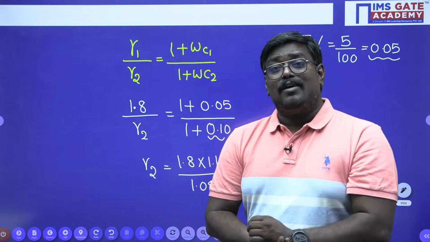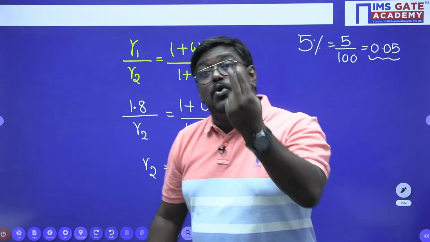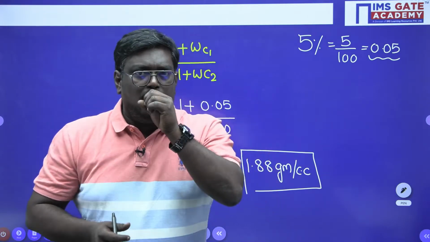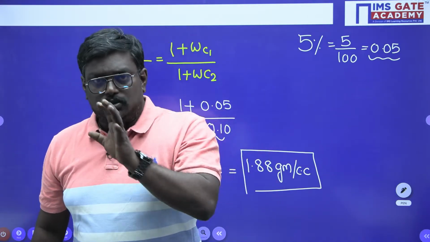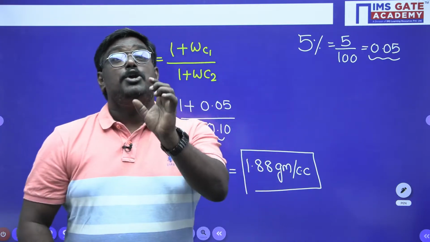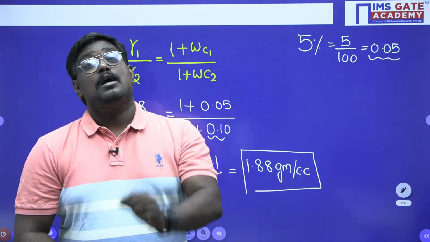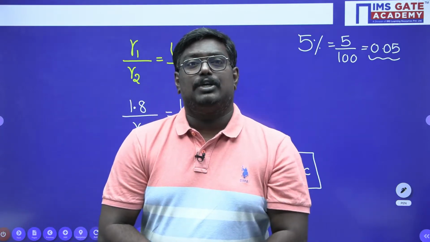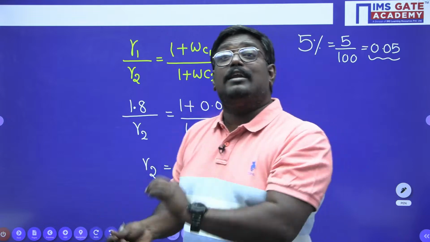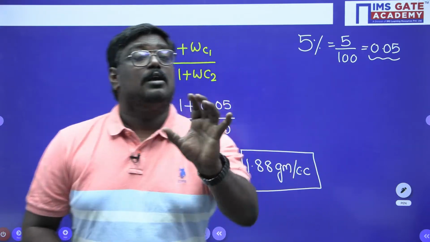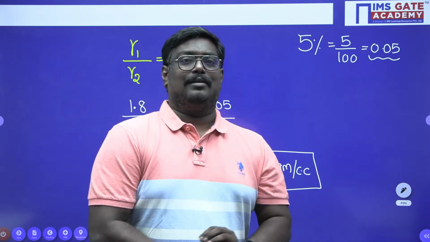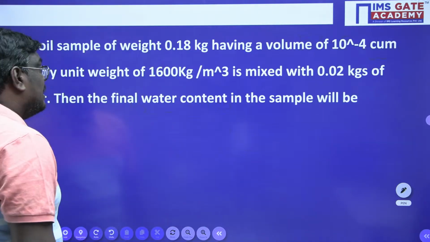So here we have understood two concepts. When void ratio remains constant, you should understand that dry density is also constant. How this relation can be used is, when void ratio remains constant only, this relation can be used. I hope you are clear. Now let us move on to the next problem.